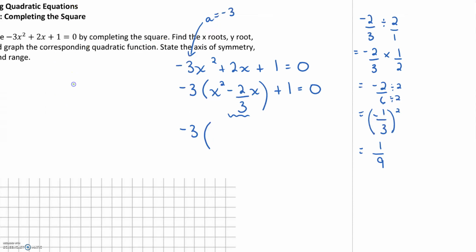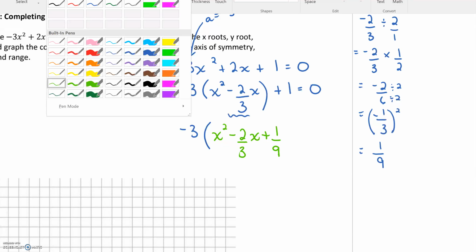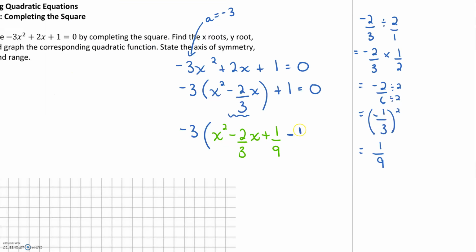So it's going to be x squared minus 2 over 3x, and then it's going to be plus 1 over 9. And then if we add 1 over 9, we have to make sure that we're subtracting 1 over 9 as well. And that has to stay inside the bracket, okay?